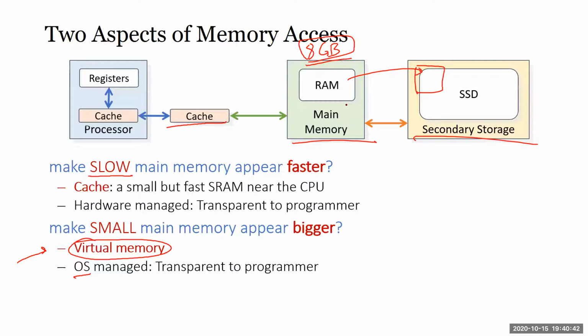Your applications must time share the memory. The apps in the background will be copied into a portion of the secondary storage. This is called virtual memory, and it is managed by the operating system. It's transparent to the programmer, so as a programmer you don't have to worry about this. We'll talk more about virtual memory when we talk about operating systems.